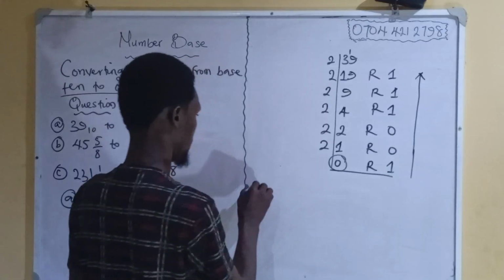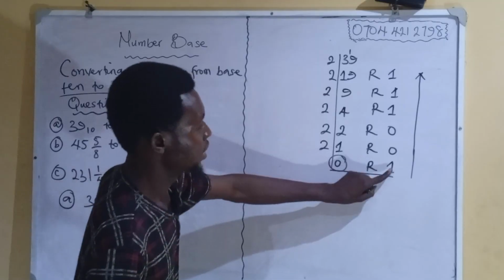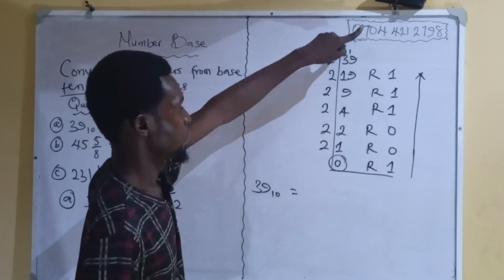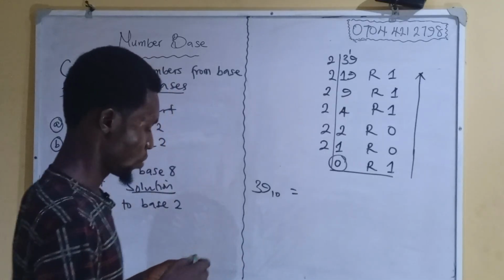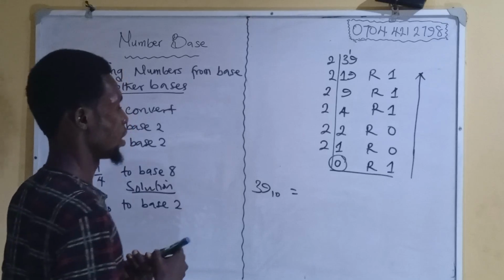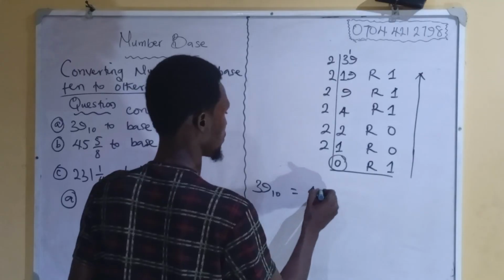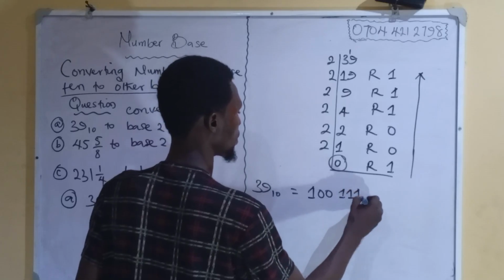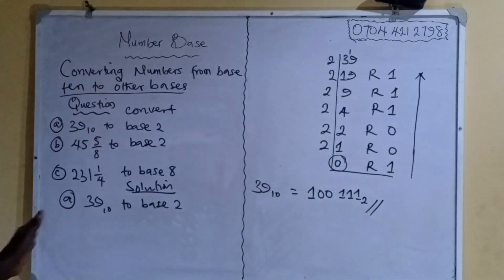So here you will say 39 base 10 equals, start writing these numbers from bottom to the top. When you are writing, also make sure that you group them in threes. So we have 1 0 0 1 1 1 base 2. That is how we handle that particular question.